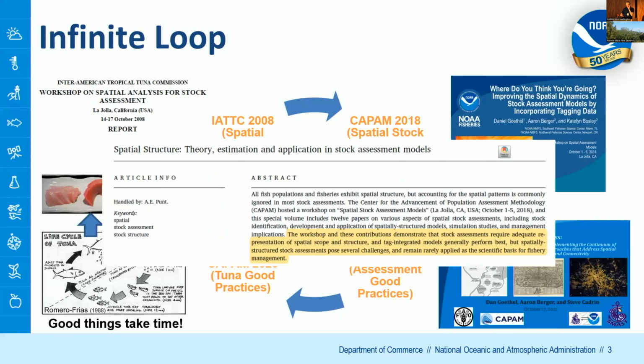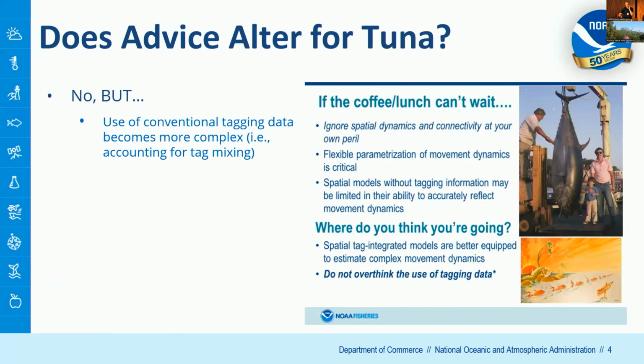This is the abstract from that special issue for the 2018 CAPAM Spatial Stock Assessment meeting. It's really focused on the fact that there's not a lot of spatial models, but the real caveat is that obviously you all are used to doing spatial models, so it's maybe not popular, but necessary, to use them in the tuna world. So it's nice to have a different perspective. The slide on the right is one I used for 2018, where I emphasized don't overthink the use of tagging data. And the question is, does that differ when you're talking more explicitly about tuna?